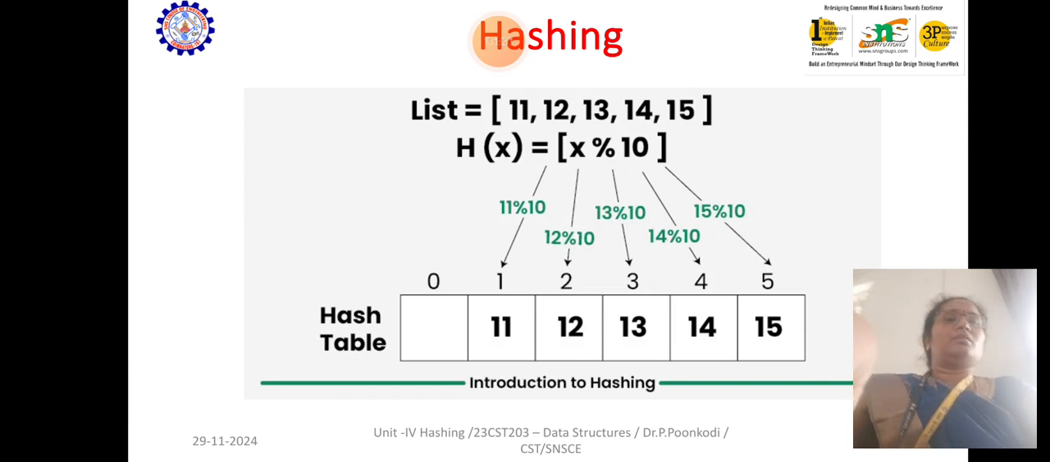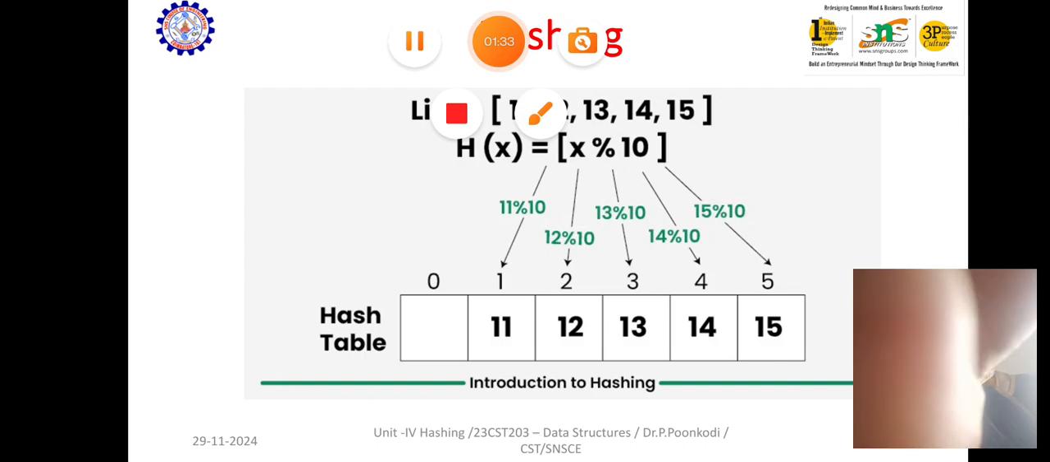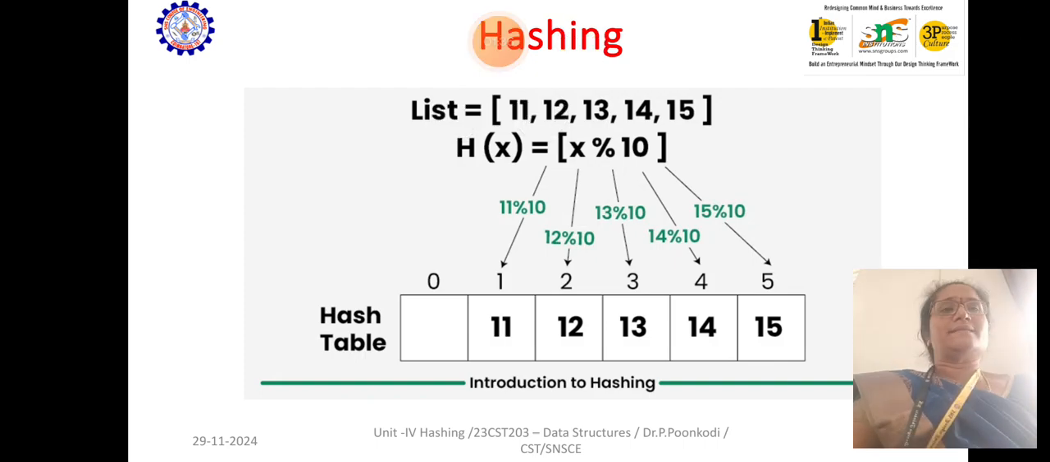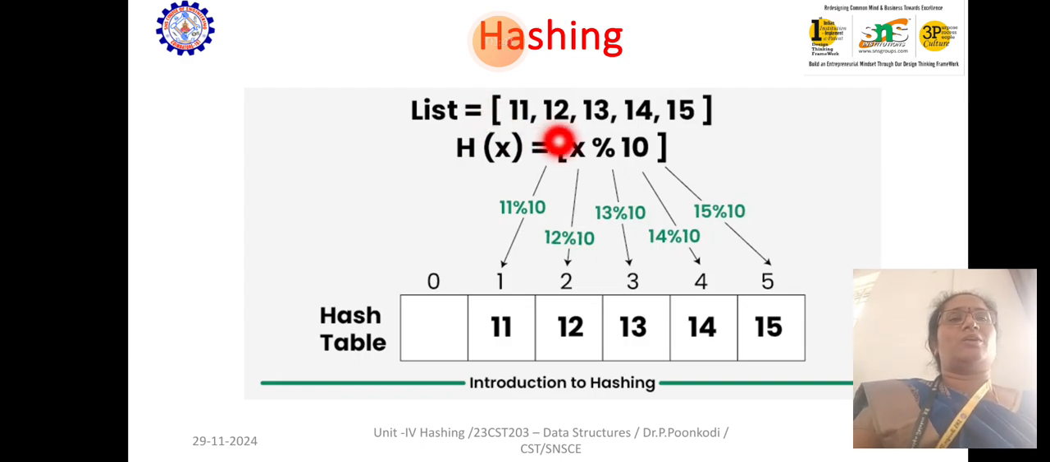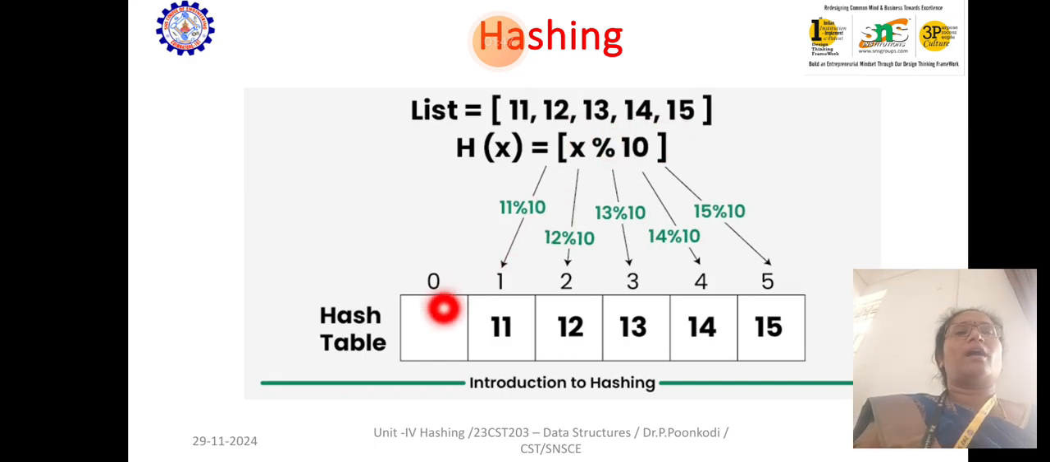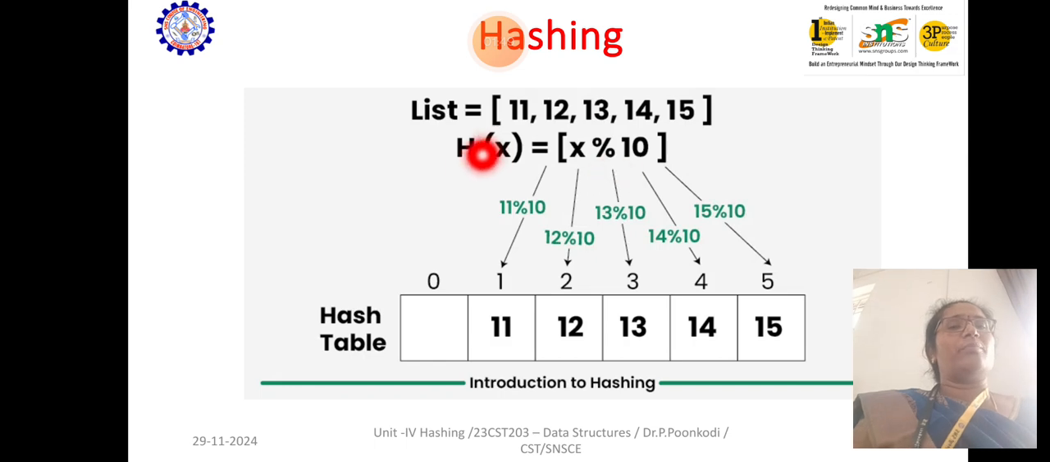This is an example of hashing. You can consider the list of elements given: 11, 12, 13, 14 and 15. We are going to store these values in the hash table with the help of a mathematical equation called the hash function. For calculating the hash function, we use the formula h(x) = x modulo table size. In this example, consider the table size as 10.